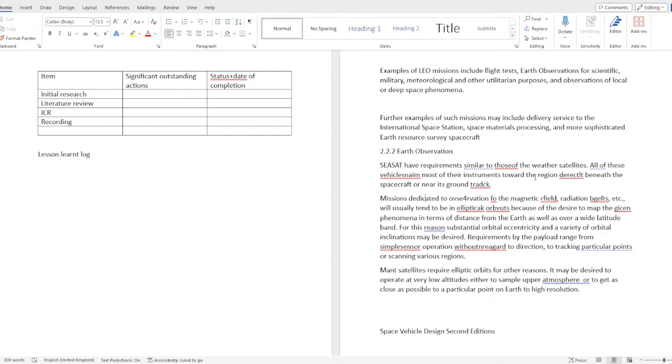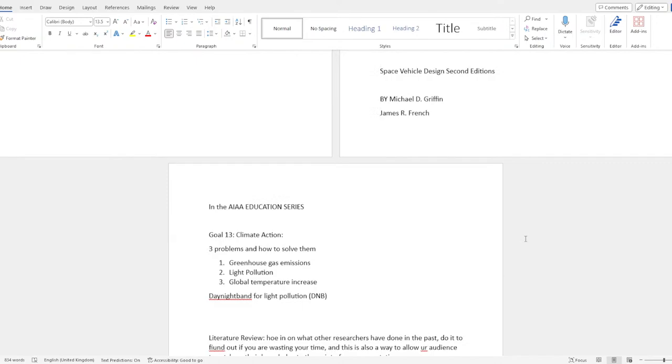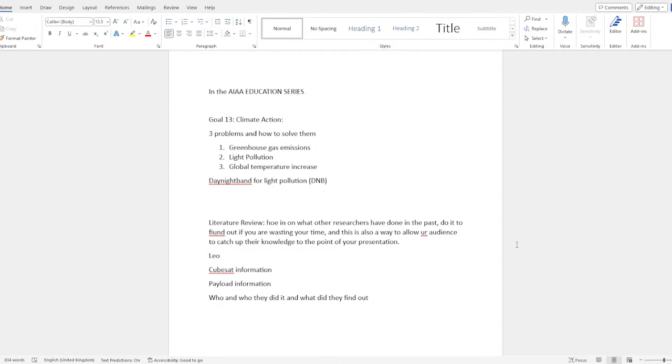I'm going to fix up my words here. CubeSats have requirements, all of these vehicles, and directly beneath track of. How do I get a 4 in here? Observation of magnetic field, belts, elliptical orbits, given for this reason. Simple sensor, atmosphere. Yep. Okay, this is what I got to last time. And I still write ho instead of how. Keep that information. Okay, let's go.